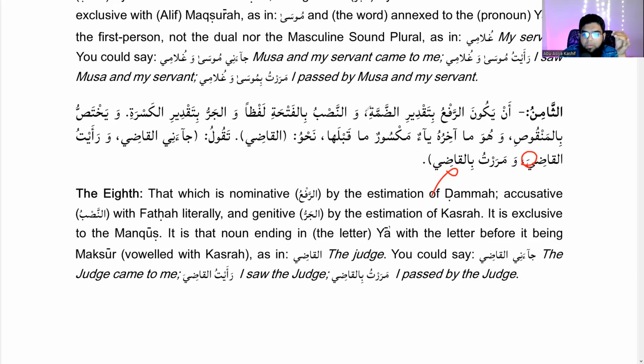So the eighth one: that which is nominated by estimation of dhamma, accusative with fatha. So fatha literally we can see. And genitive by estimation of kasra. It is exclusive to the manqus. If you don't understand all this, go back to Madina Book 3, Lesson 1. We explain more in detail there. We get all this, manqus, maqsoor. It is that noun ending in the letter ya with the letter before it having a kasra, as in al-qadi. You could say ja'anil qadi, ra'aytul qadi. Yeah, this is the exception. We can see the fatha. Marartu bil qadi. I passed by the judge.